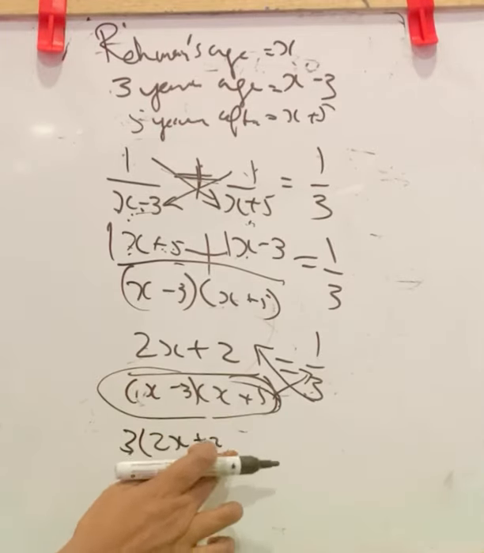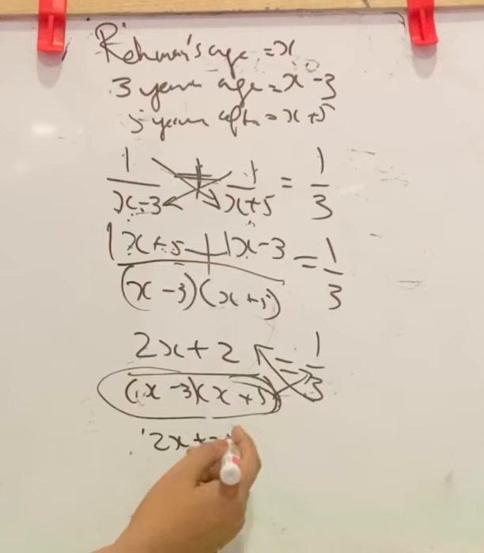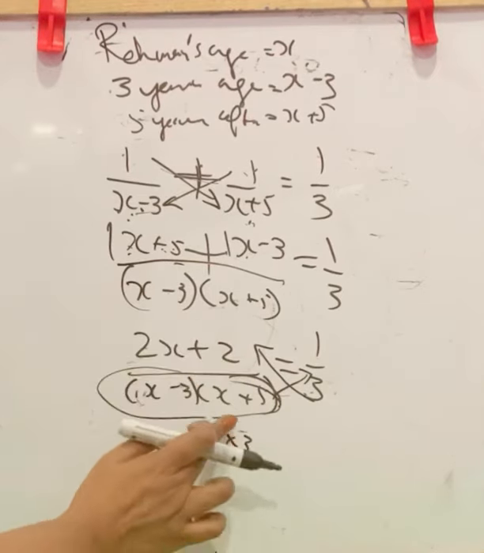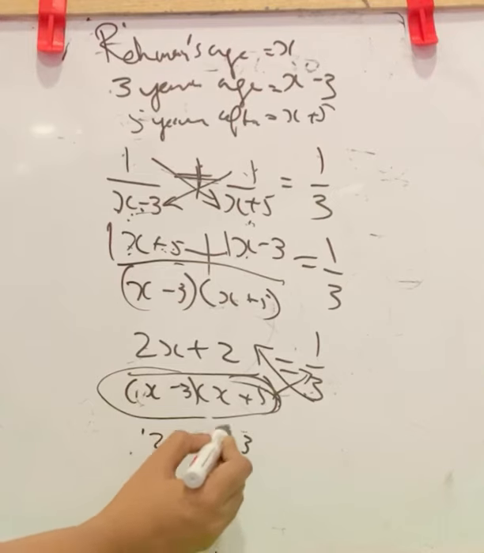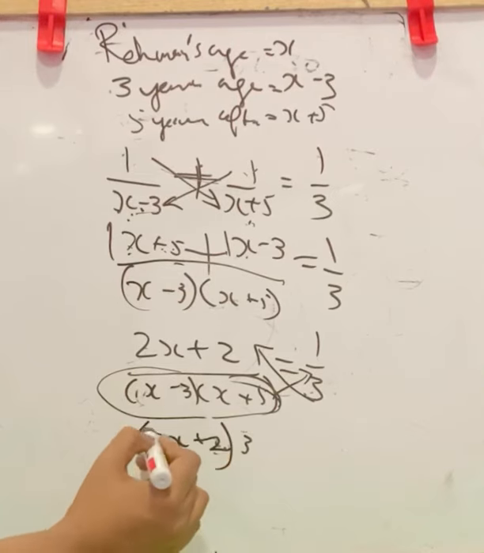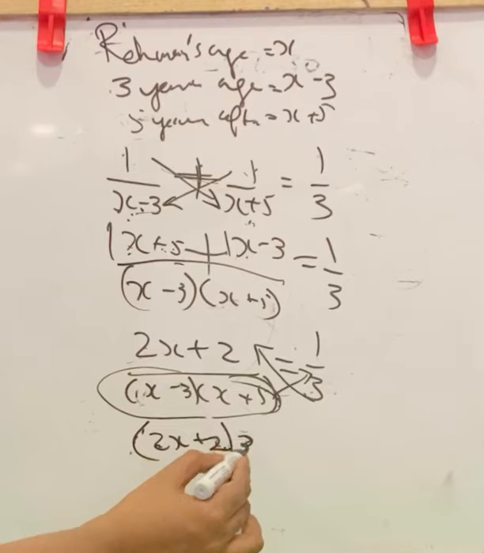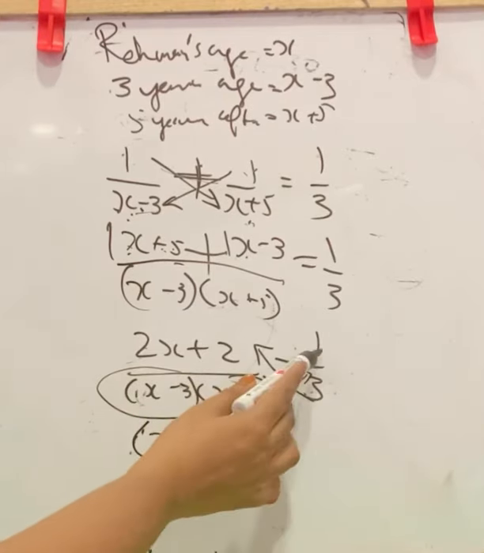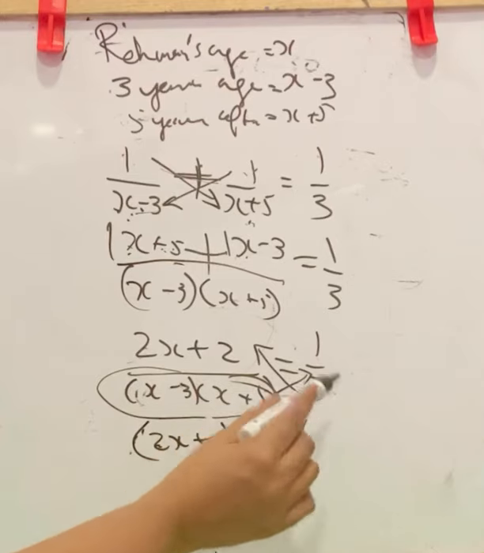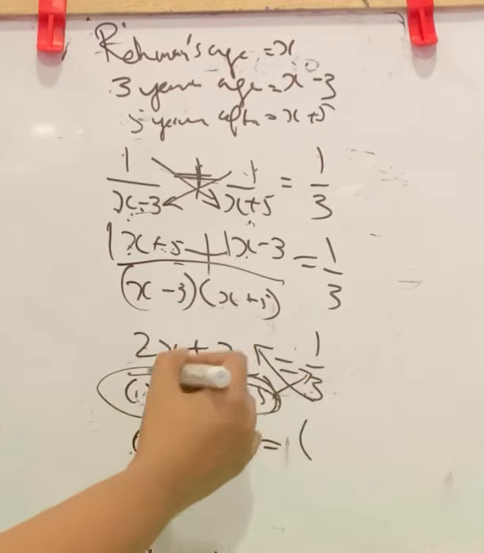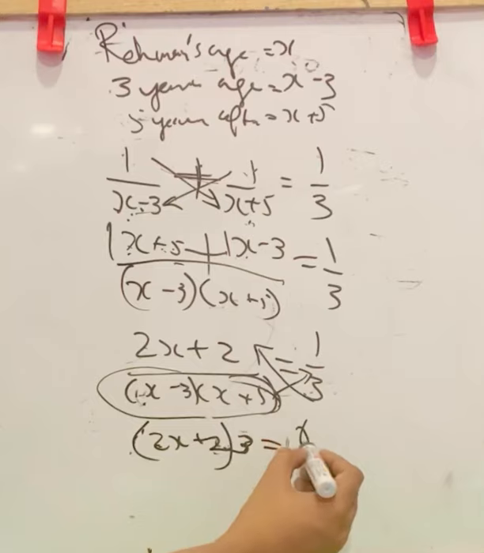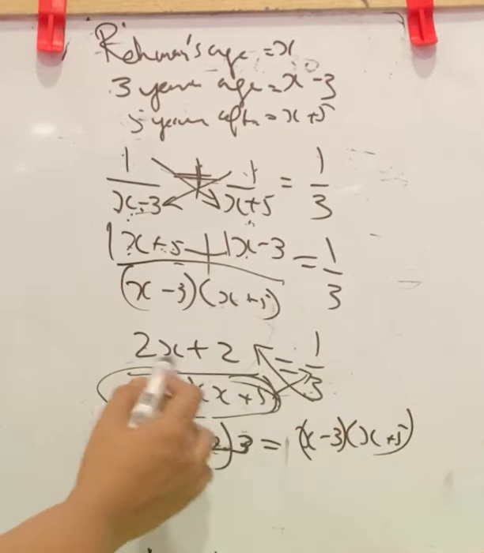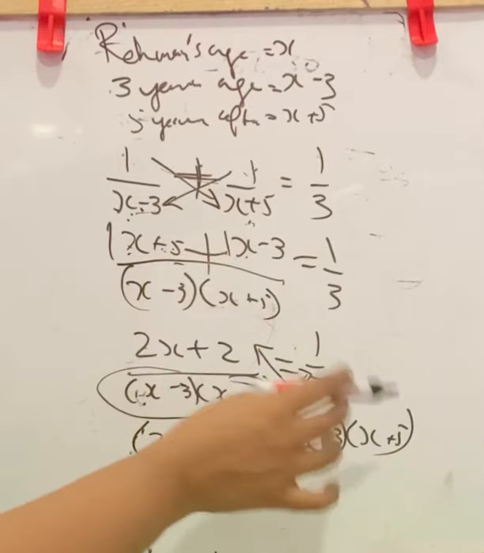Don't write it like this, 2x plus 2 into 3. This is wrong. If you are taking this 3 to LHS, it applies to the whole term. So put a bracket here, then write the 3 outside the bracket so that you can open it. Equal to 1 into these two terms, that is x minus 3 into x plus 5. It was in the denominator; going to RHS, it becomes the numerator.